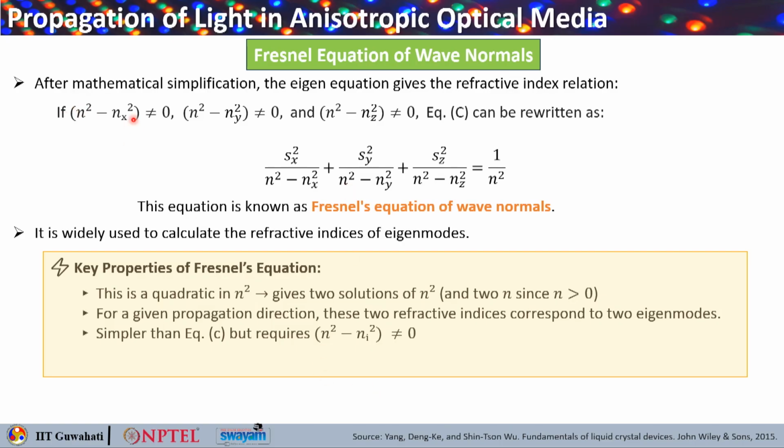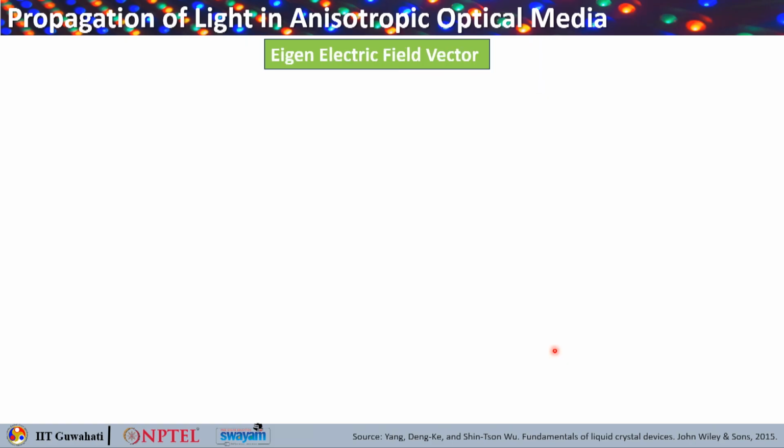But here this particular condition needs to be satisfied. What is this condition that you can write in generic form? It is n square minus ni square should not be equal to 0. Now, if in any case n becomes equal to ni, then you will get wrong answers. So, you have to be very careful about that.